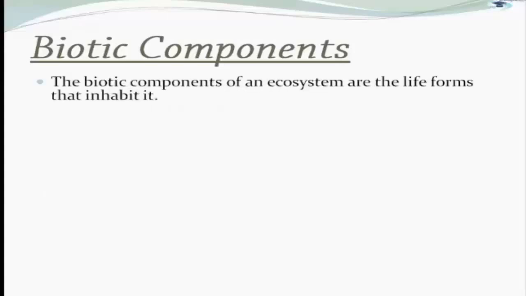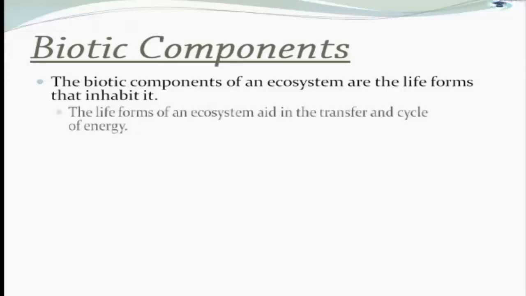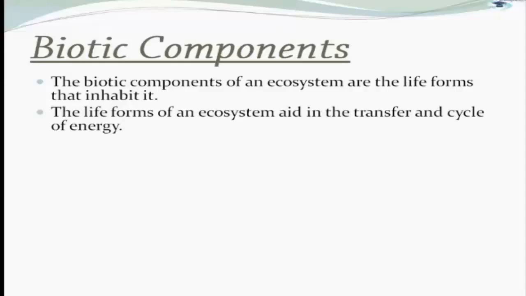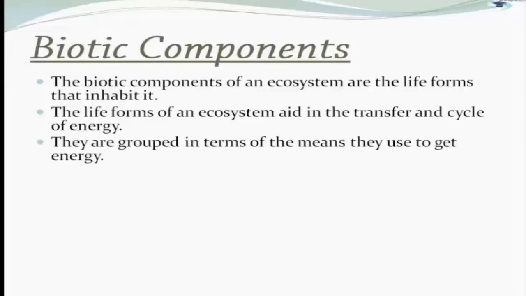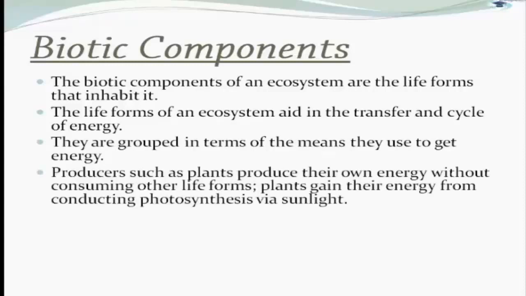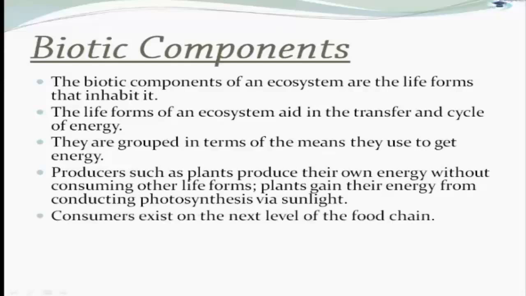Next component, we have the biotic component. The biotic components of an ecosystem are the life forms that inhabit it. The life forms of an ecosystem aid in the transfer and cycle of energy. They are grouped in terms of the means they use to get energy. Producers such as plants produce their own energy without consuming other life forms. Plants gain their energy from conducting photosynthesis via sunlight.